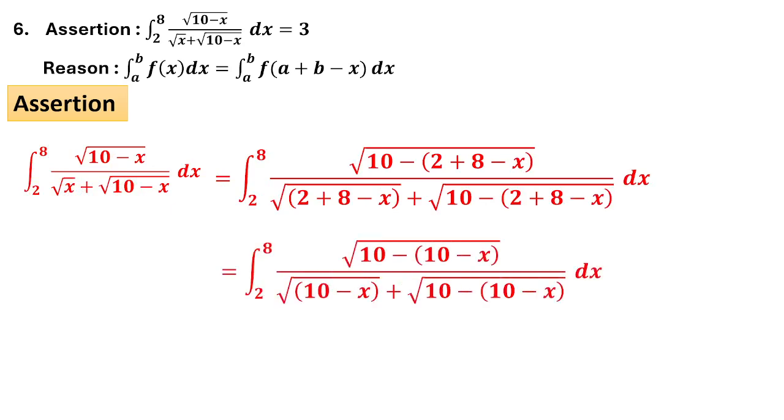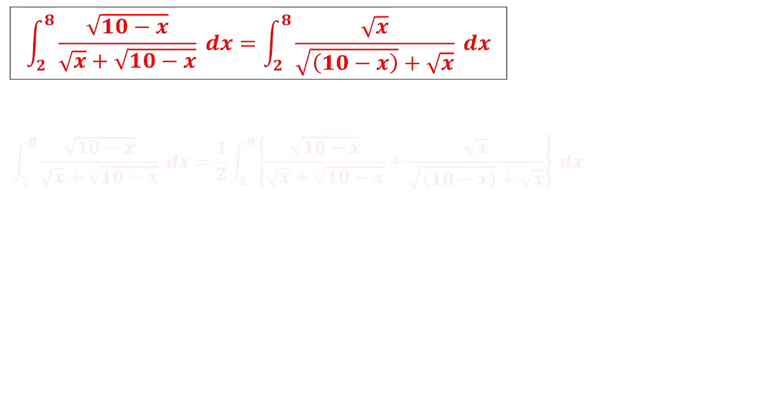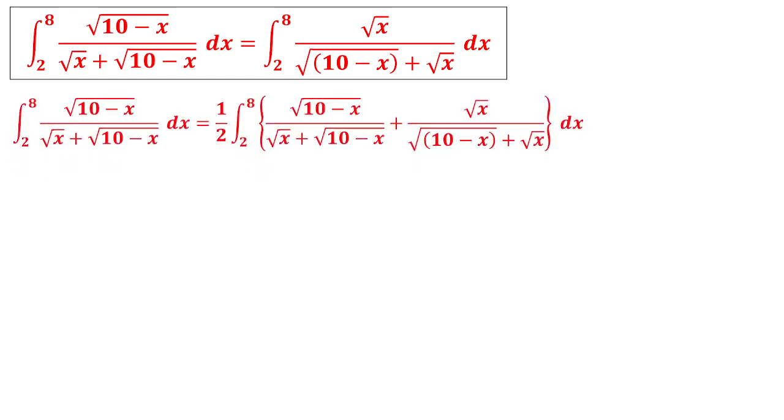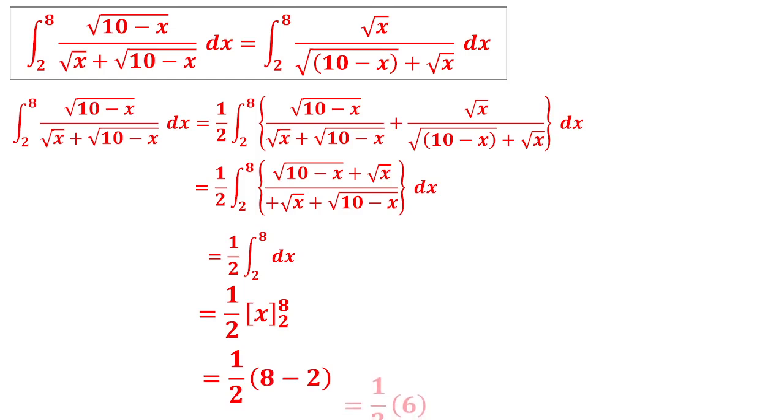Now, it becomes like this. I started with root 10 minus x and ended with root x, with the same denominator. So, now I have to add the numerators. Each integral is equal to half into the sum of the integrands. This formula you can remember, or 2I is equal to the integral of the sum of the integrands. Both are the same. Now, when I simplify it, I am getting the integral of dx. Therefore, the answer is half into 8 minus 2. Therefore, the answer is 3.